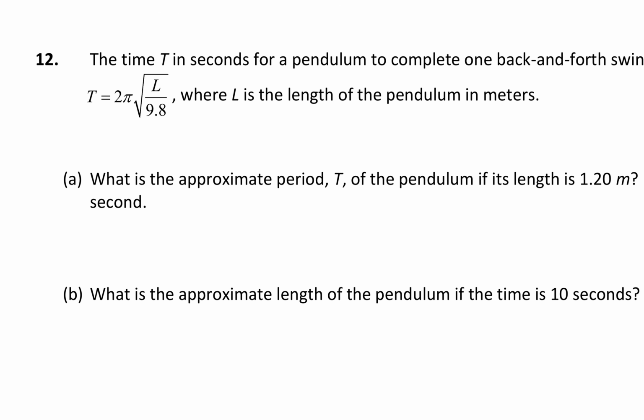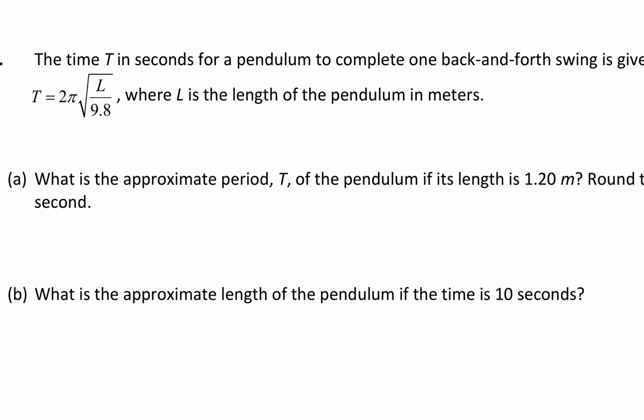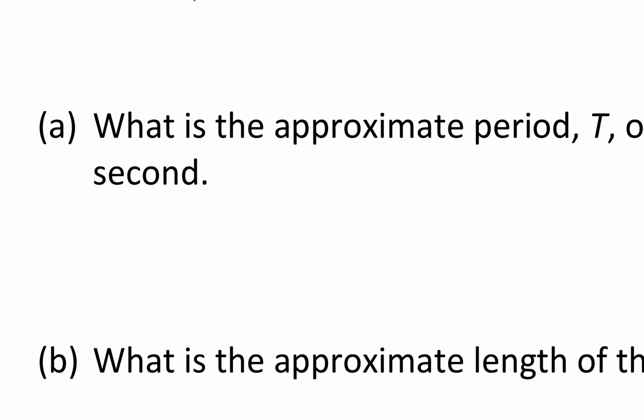Now, for this one, they tell me what the length is. They tell me the L value, right? So we're going to label that L is equal to 1.2, okay? And we're going to substitute this into the formula. Hence, we have t is equal to 2 pi times the square root of 1.2, right? We're replacing L with 1.2, divided by 9.8.